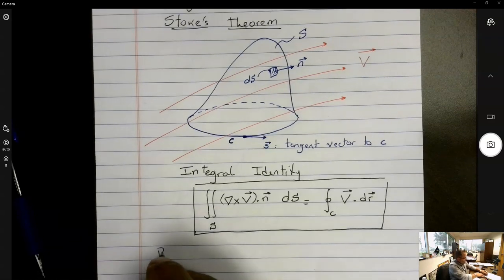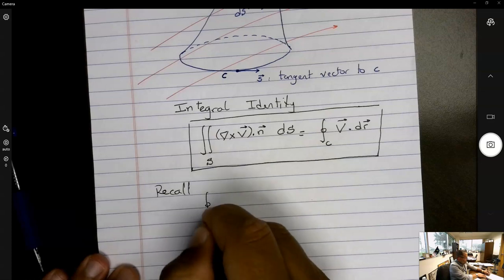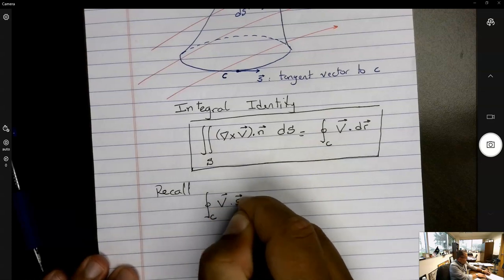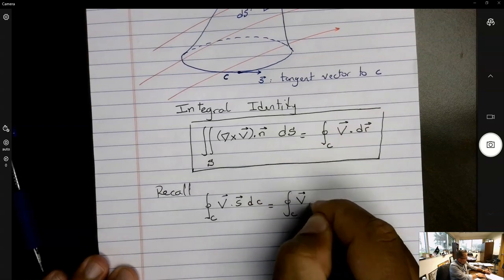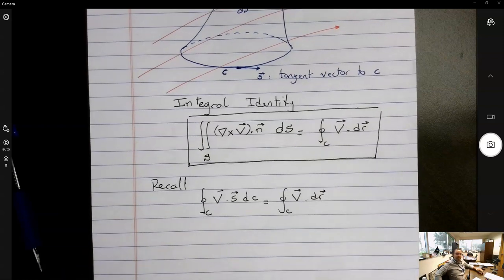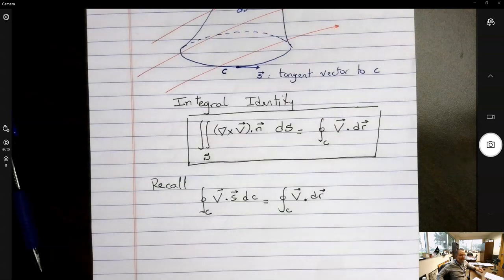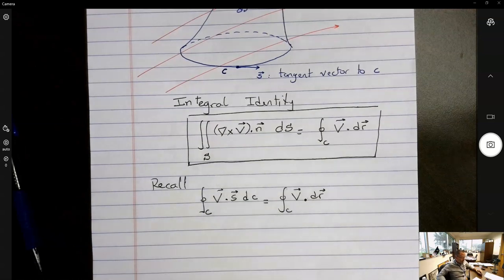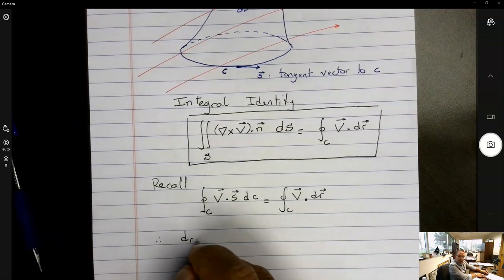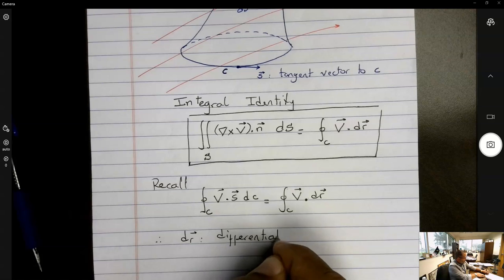Now also recall that the closed line integral of V dot S dC equals the closed line integral of V dr. So it's the same thing expressed in two different ways. You can say just the integral of V dot dr, or you can just say V dot S as being the tangent vector to the line C, and that line C would just have to be parametrized to be able to integrate this. So dr is the differential position vector.